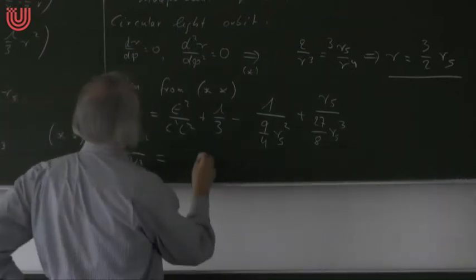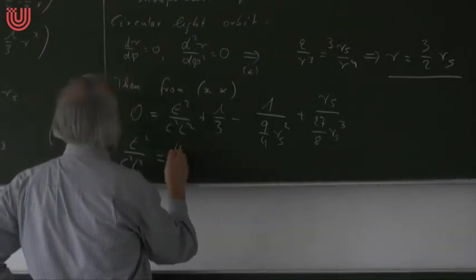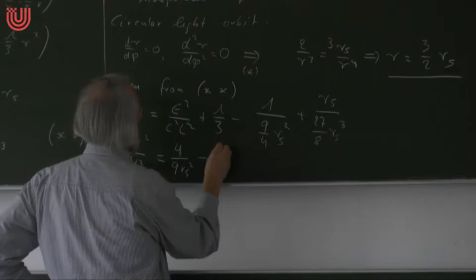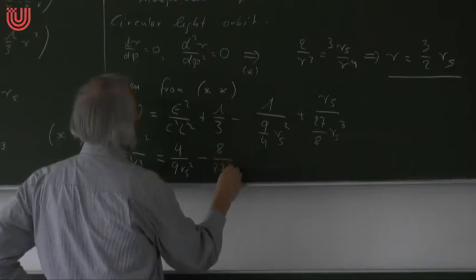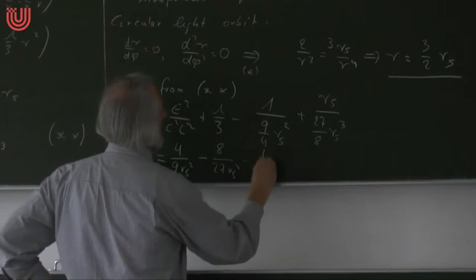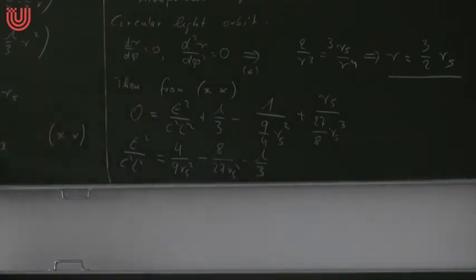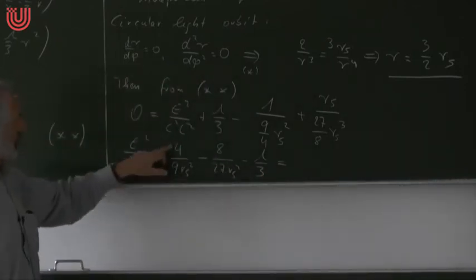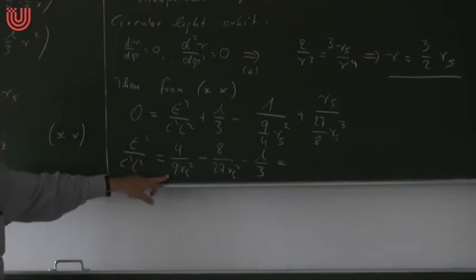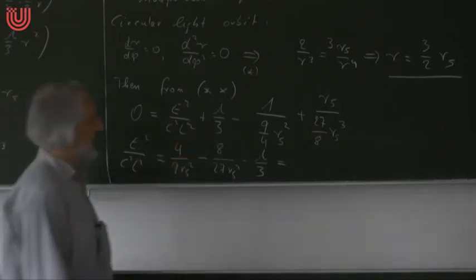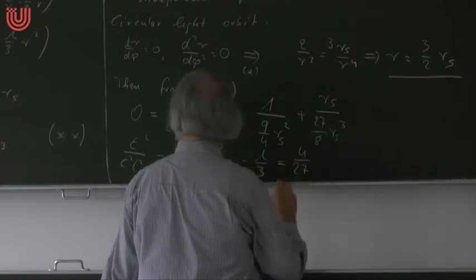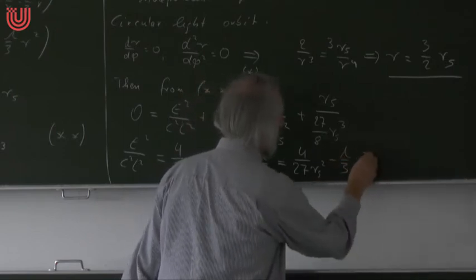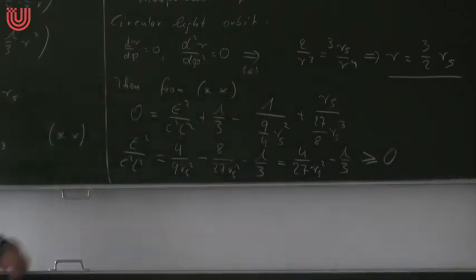then, if I begin with this term, I have 4 over 9 rs squared minus 8 over 27 rs squared minus lambda over 3. Can I modify this a little bit? Yes, I think I multiply numerator and denominator with 3. Then I get 12 minus 8, that's 4, over 27 rs squared minus lambda cubed. And this must be bigger or equal than 0, because it's a square.